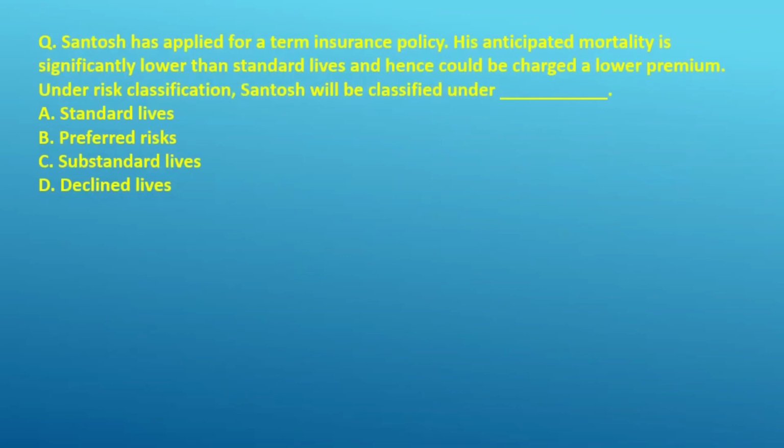Next is, Santosh has applied for a term assurance plan. His anticipated mortality is significantly lower than standard lives and hence he could be charged a lower premium. Under risk classification, Santosh will be classified under dash. Correct answer is preferred risk.